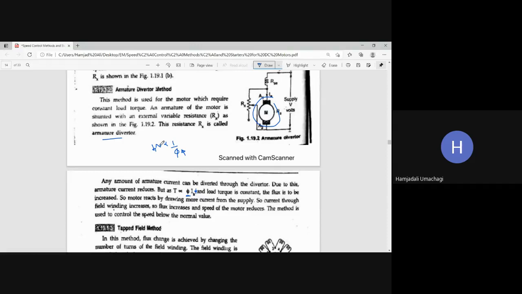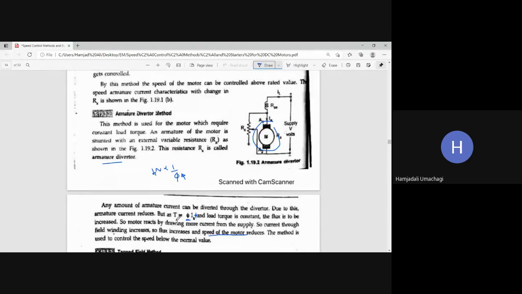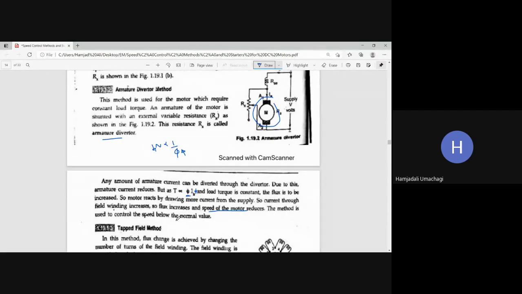And what about the speed now? Flux increases, automatically speed of the motor reduces. This method is used to control the speed below the normal value. So this method is usually used in order to get the speed value less than the rated RPM. But no doubt, it is also a part of the flux control method only.